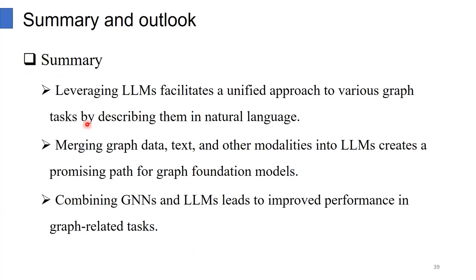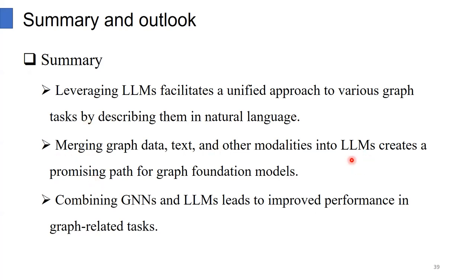Okay, so first, the advantage of leveraging LLM is to allow a unified approach to various tasks using natural language description, right? So whatever your task is, whatever your graph is, whatever is the domain, whether it's a biology or social network, we can always use some natural language to describe it. So that's the power of using a large language model here, because we can simply use language as a medium to bridge all these different tasks and domains, right?